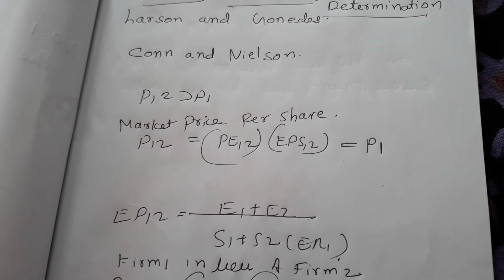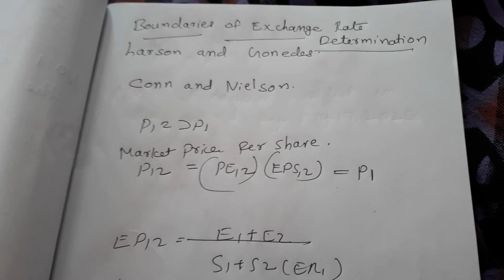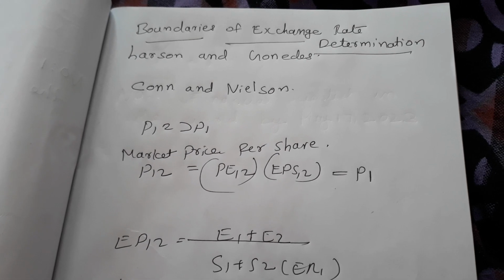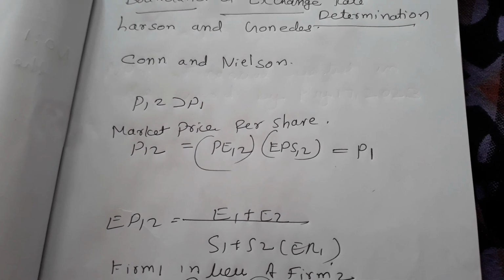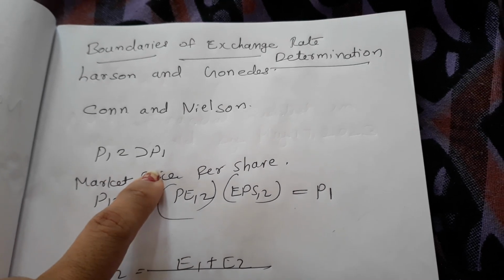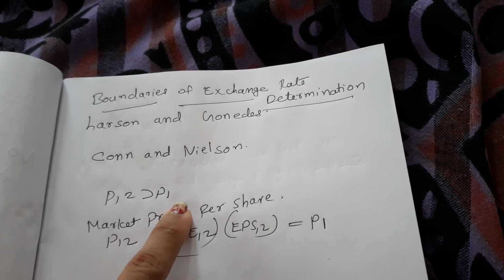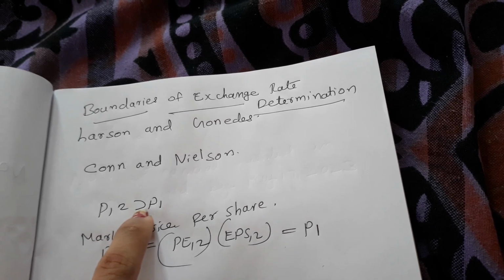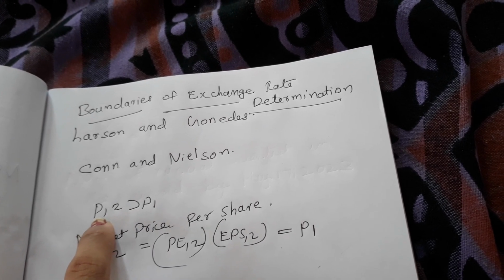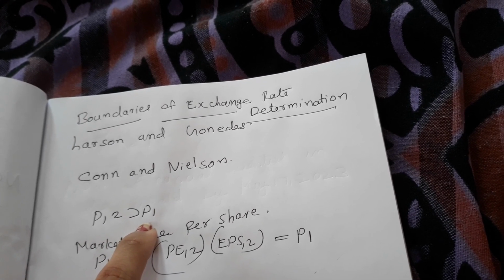While we are exchanging one firm to another, or there is an existent exchange rate between two firms, this should be the case: P12, that thing after merger, should be greater than P1. That is, the market price of the combined firm, which is P12, should definitely be greater than the market price of the original, existent firm before merger.